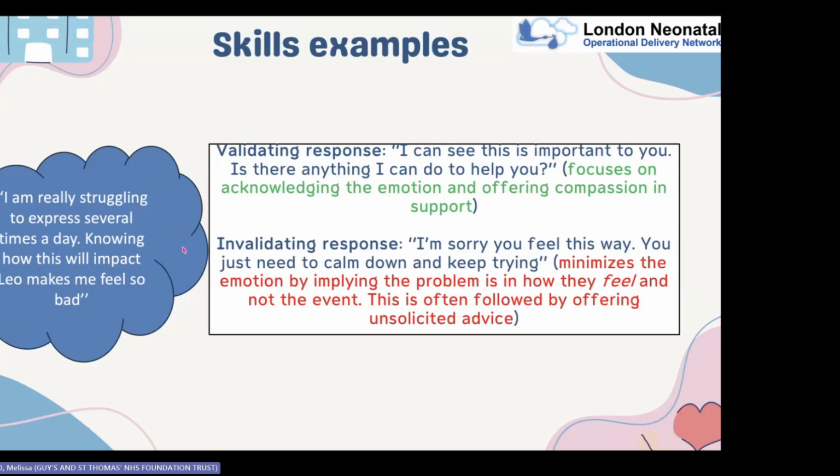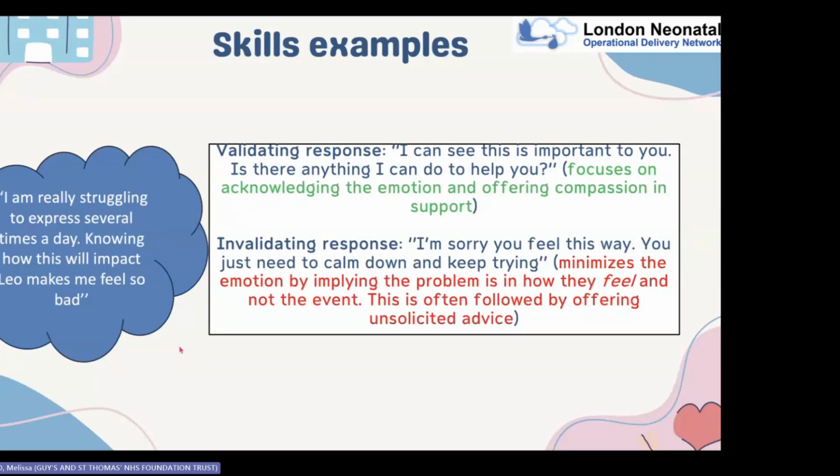Another example: "I'm really struggling to express several times a day. Knowing how this will impact Leo makes me feel so bad." A validating response: "I can see this is important to you. Is there anything I can do to help?" Focusing on the emotion, offering that compassionate support.